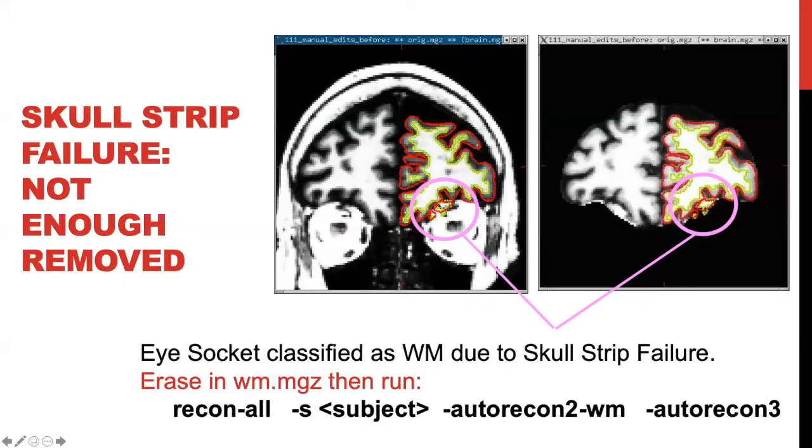So this is another example, similar in the same category, and this is pretty common, where you will see that the eye socket is actually being misclassified as white matter, and we don't want this. So the easiest way to fix this is to erase the voxels that essentially represent the eye socket in your white matter volume, and then just rerun the command below.